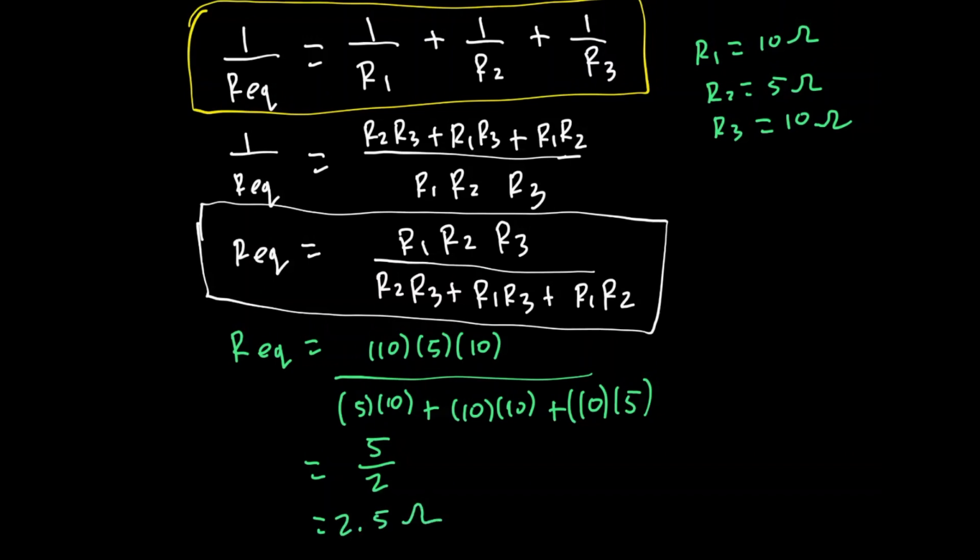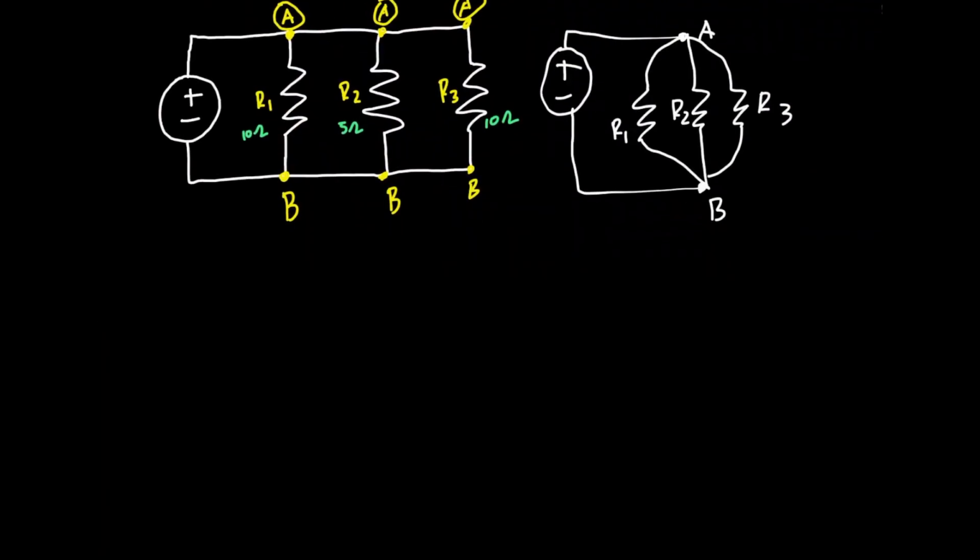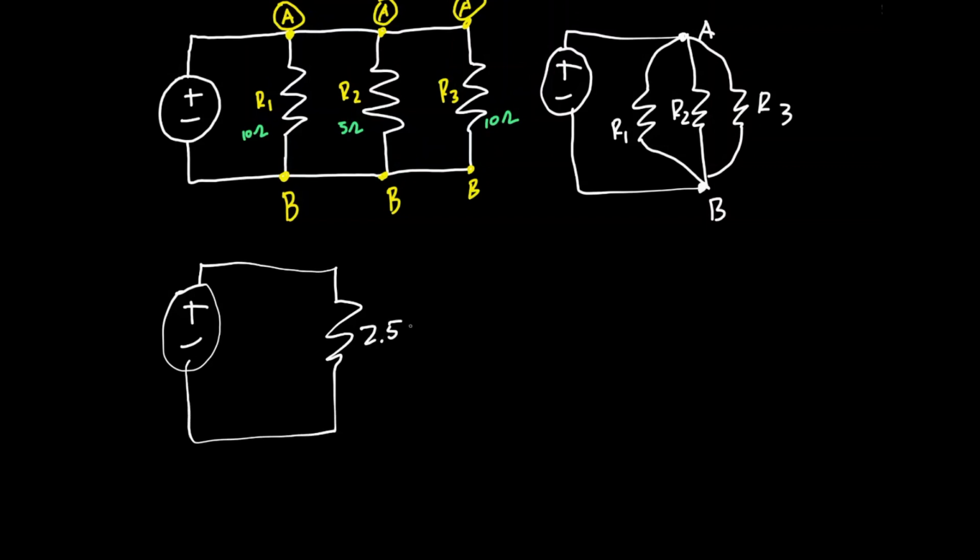which is equal to 2.5 ohms. So now this circuit can be redrawn with just one resistor of 2.5 ohms. And there you have it.